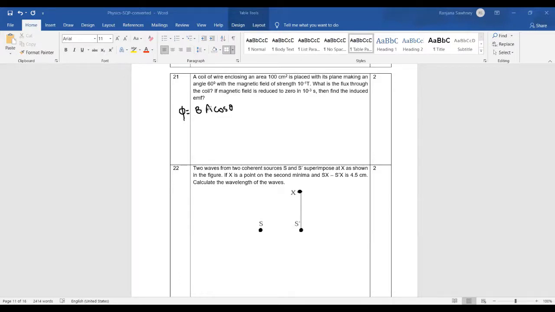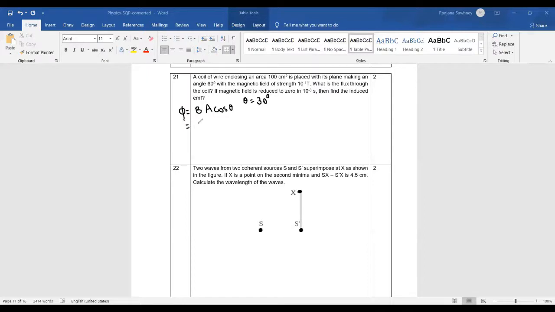Now we know that area vector is normal to the plane of the coil. So here theta will be equal to the angle between the normal to the plane of the coil and the magnetic field, not the angle given, which is the plane of the coil making with the magnetic field. As the plane of the coil is making 60 degree with the magnetic field, the normal to the plane of the coil making with the magnetic field will be 90 degree minus 60 degree. That is, it is equal to 30 degree.